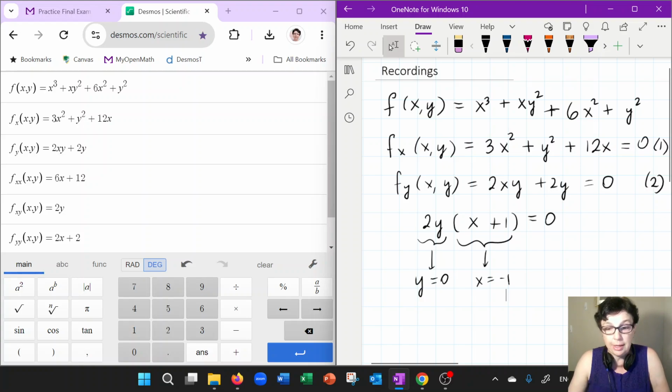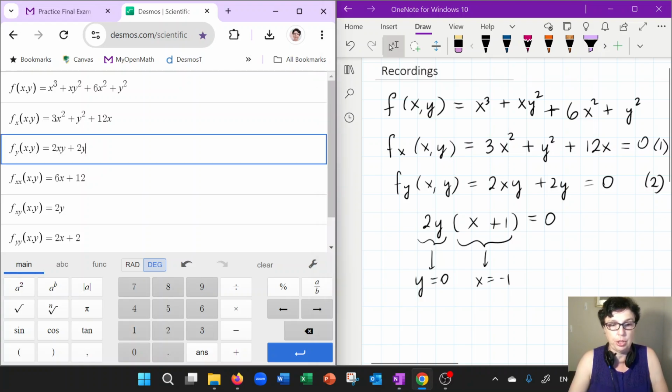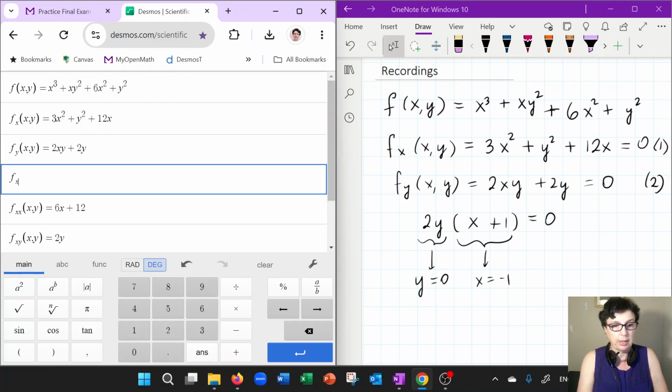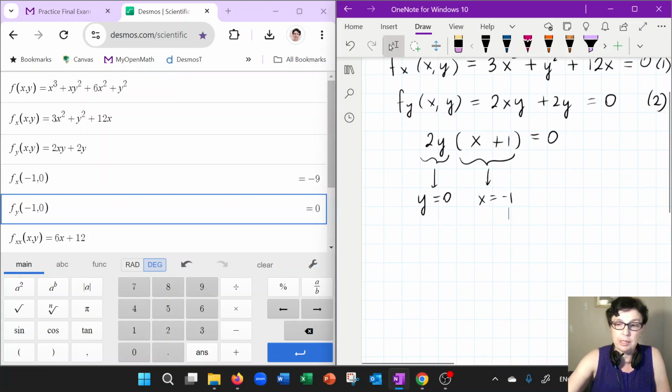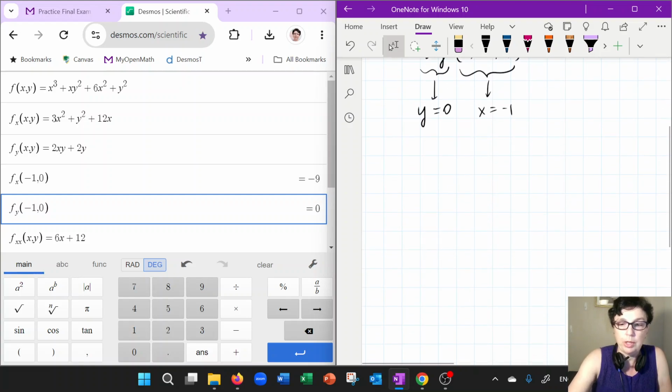So if you think that -1, 0 is really a critical point, then if you were to plug it into fx and you plug it into fy, you would get 0 for both. Yes, you got 0 for the second equation, but not for the first. So this is not correct. So I immediately know that -1, 0 cannot be a critical point. So what am I supposed to do next? Well, what you're supposed to do is look at two cases.